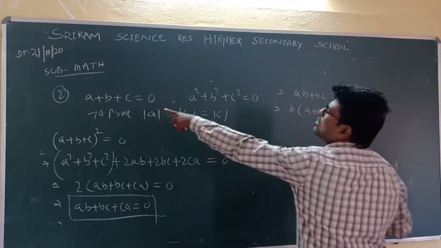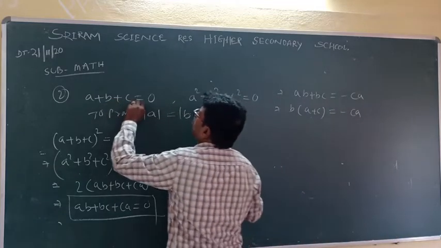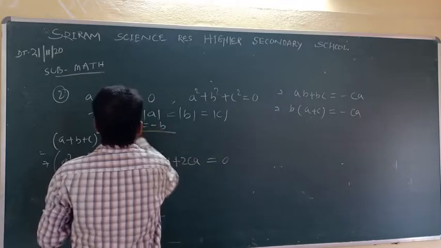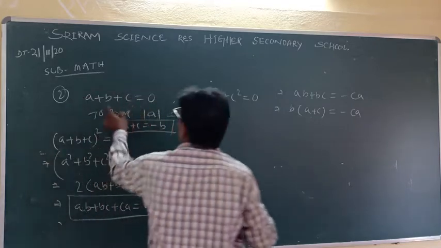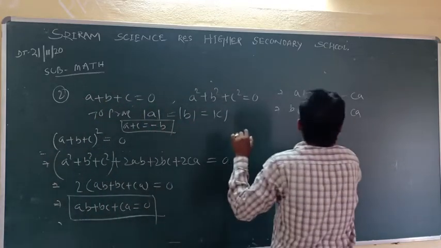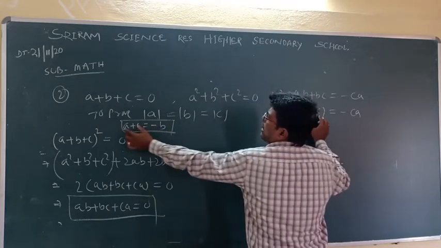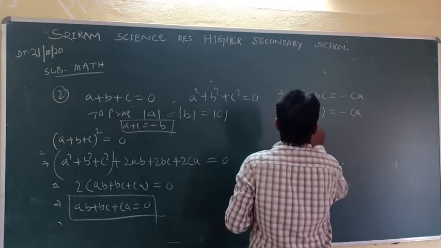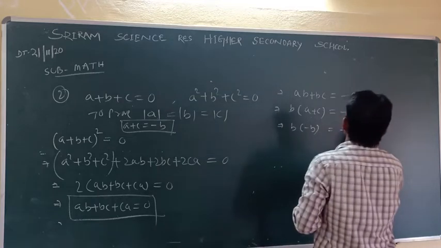Do you know, here a plus b plus c is equal to 0. So a plus c is equal to minus b. If a plus b plus c is equal to 0, then a plus c is equal to minus b. Instead of a plus c, we can put the value minus b. So now b whole into minus b is equal to minus ca.